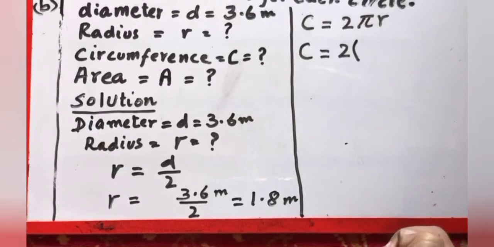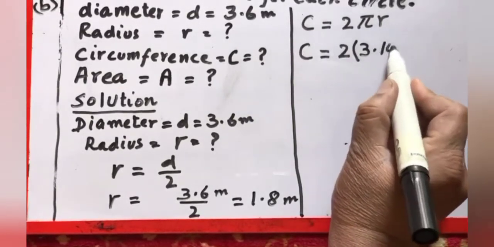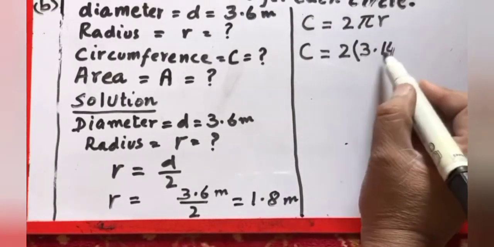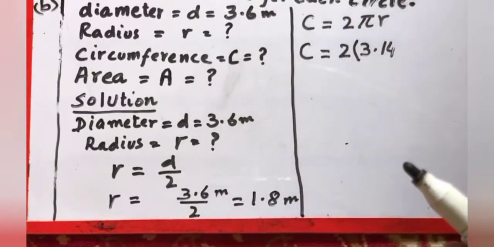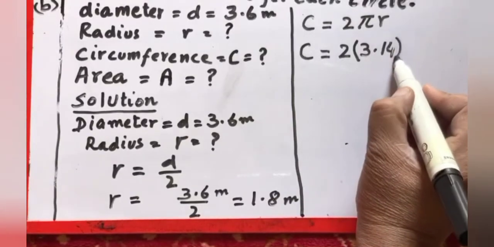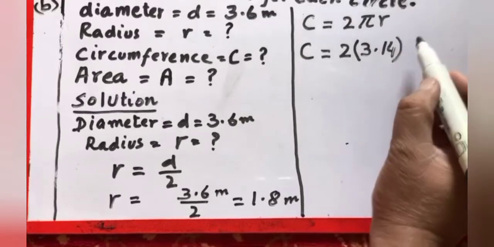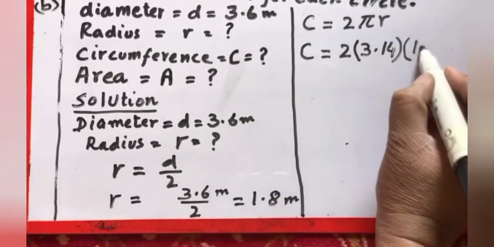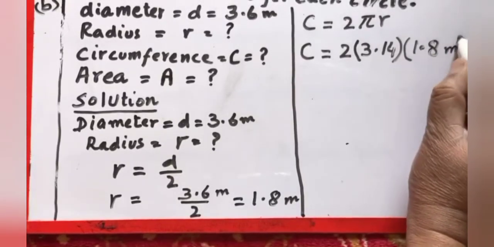Its decimal value is 3.14. It is another value of pi in the decimal form, so you can use both values, pi as 22 by 7 or 3.14, both are the same. In this question the value of pi is 3.14, and we will put the value of r, which we have found, which is 1.8 meter.